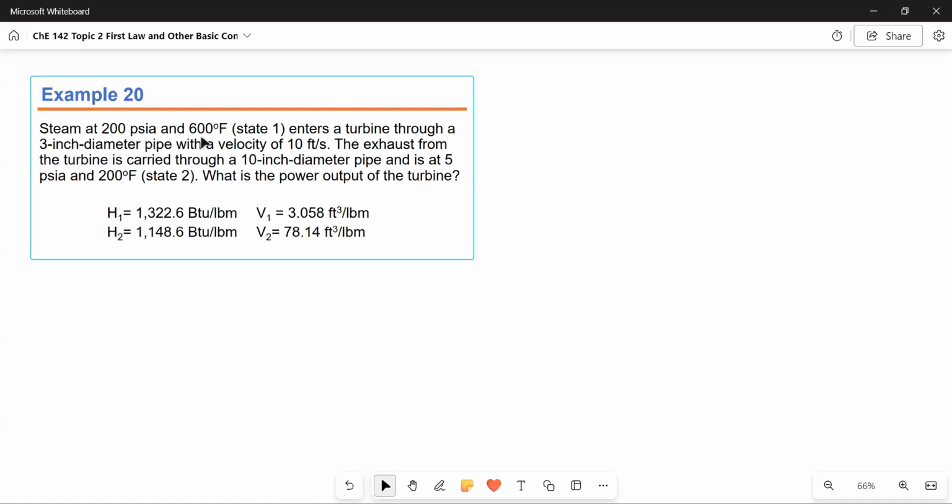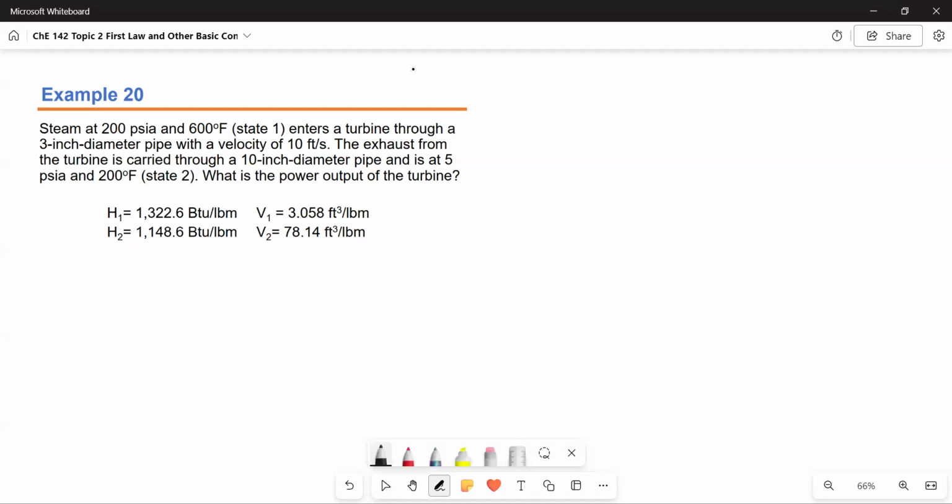Steam at 200 psia and 600 degrees Fahrenheit enters a turbine through a 3-inch diameter pipe with a velocity of 10 feet per second. The exhaust from the turbine is carried through a 10-inch diameter pipe and is at 5 psia, 200 degrees Fahrenheit. What is the power output of the turbine, given also the enthalpy and specific volume? Okay, so let's write the given by drawing the problem.